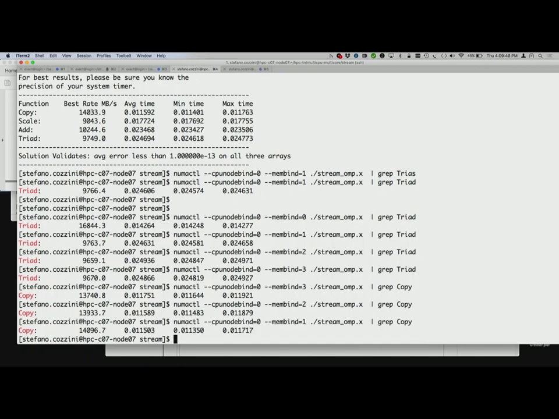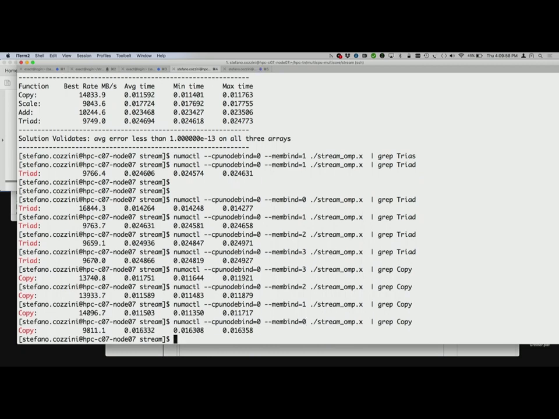Okay, so 13, 14, 14, roughly speaking, and then let's go on the same node, and that should be much better. What's happening here? Any guess? You are a little bit surprised. I'm surprised too, actually, because I should see different numbers.